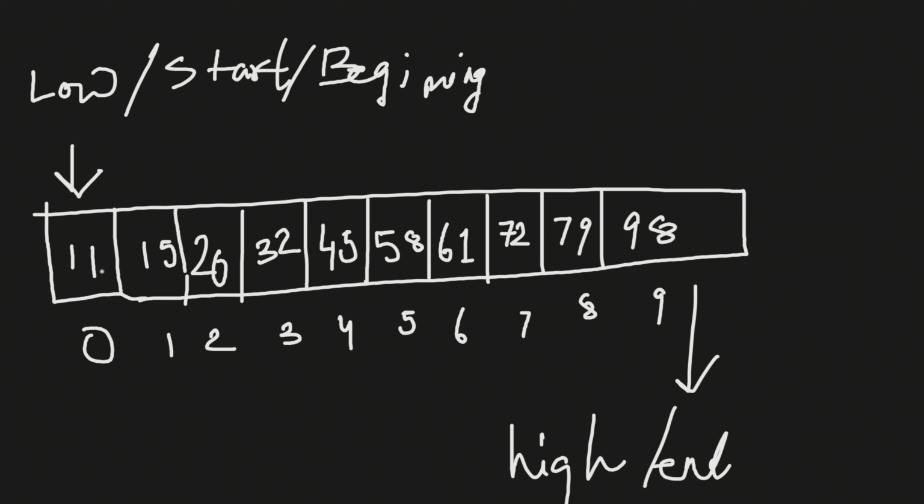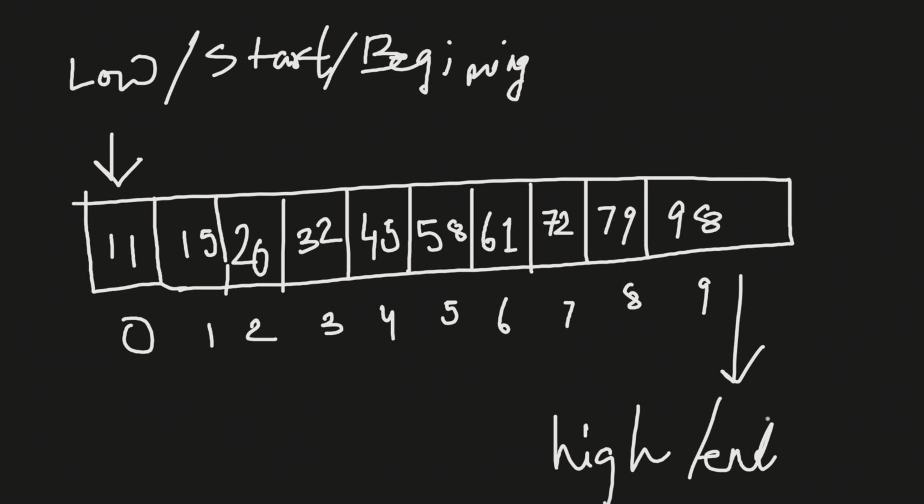You can see why we consider it as low, because it starts from the very beginning. Sorted means it goes from low to high: 15 is greater than 11, 26 is greater than 15, 32 and so on. So we consider the first index as low and the last index as end or high. Okay, and we consider the middle as mid.